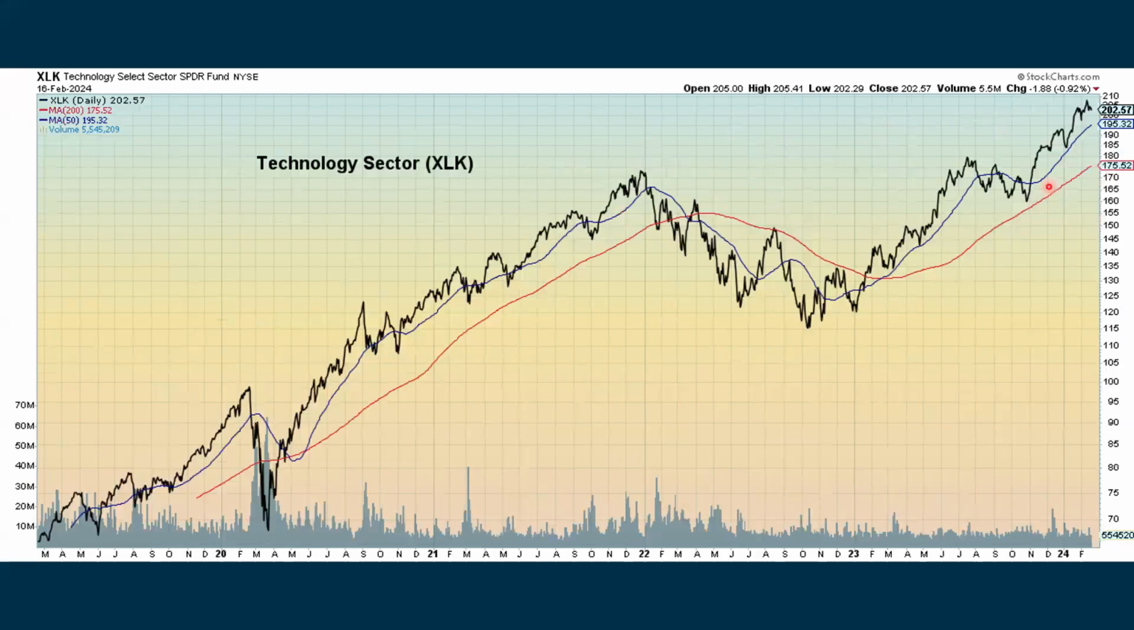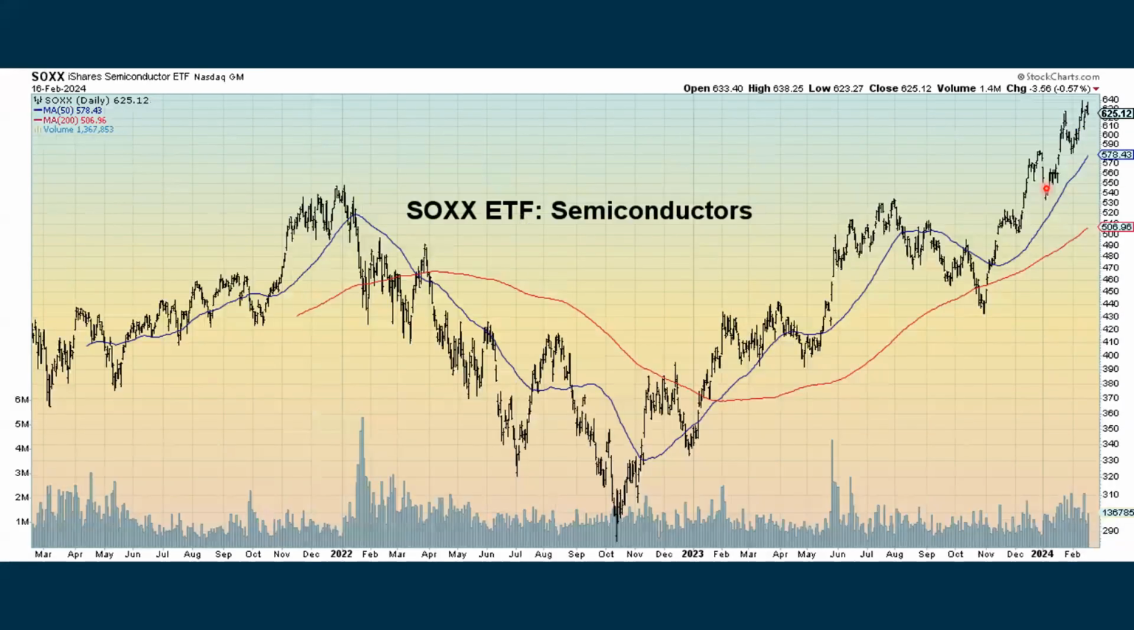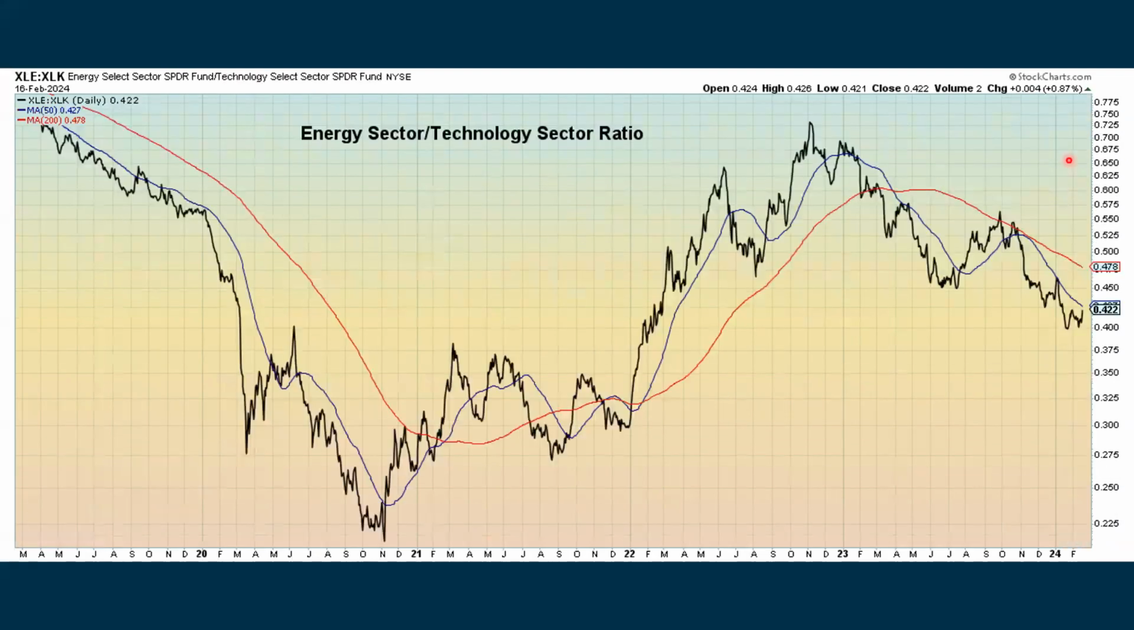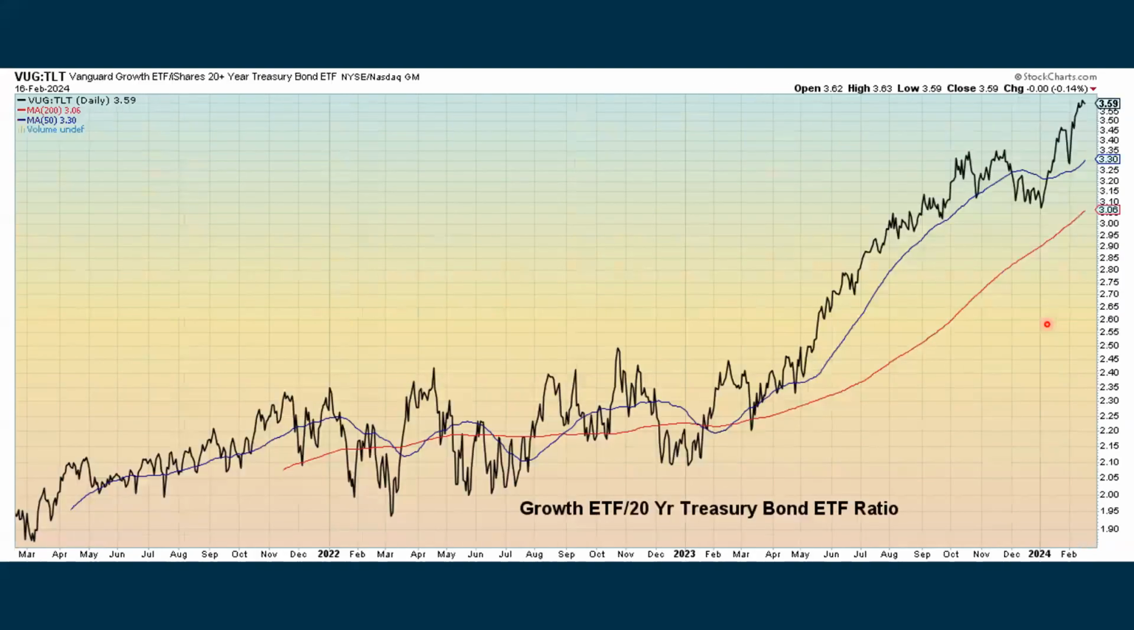The tech sector continues to be one of the stronger areas in the market. Semiconductors also really close to setting all-time highs. The tech sector is really outperforming the S&P, even though it has been pulling back over the last few sessions. The energy sector is underperforming the tech sector, and growth continues to outperform the more conservative bonds.